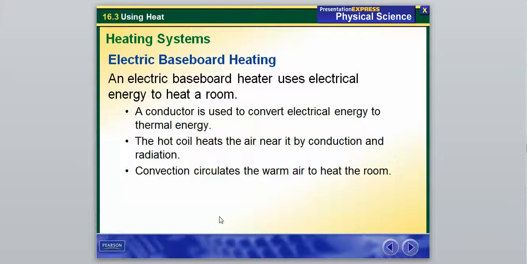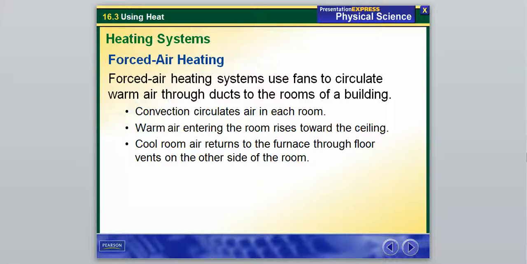So this is just going to be in one room, where we have a system going along the bottom part. Again, it's doing the exact same thing, it's just on a smaller, more confined scale. And then our last type is called forced air heating. At least I believe that's going to be our last type of heating system that we have here.